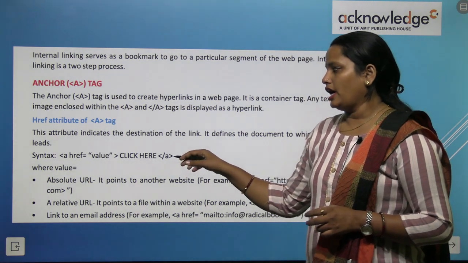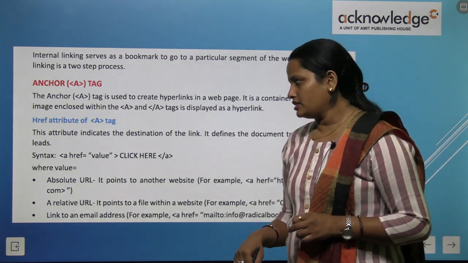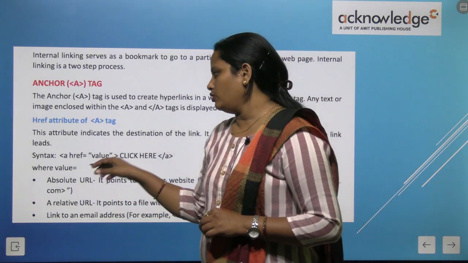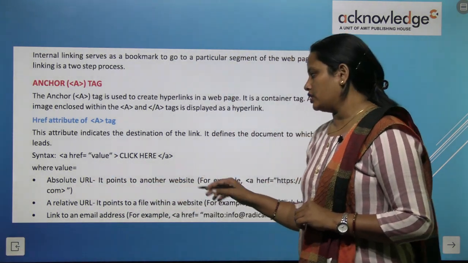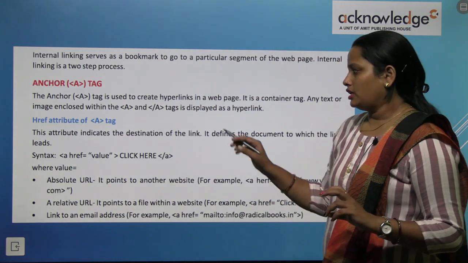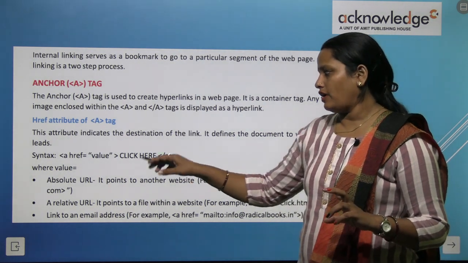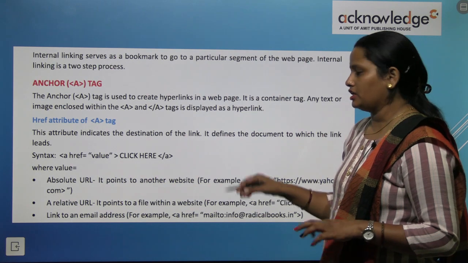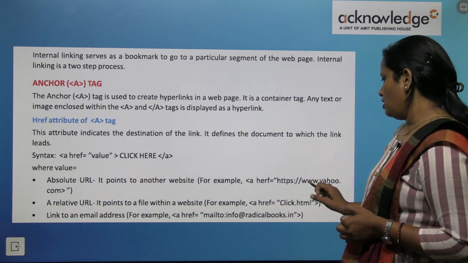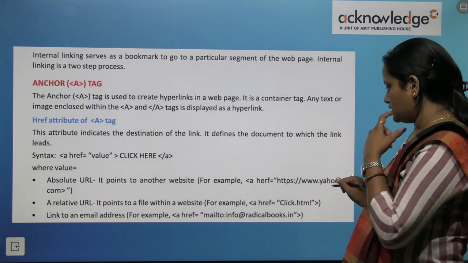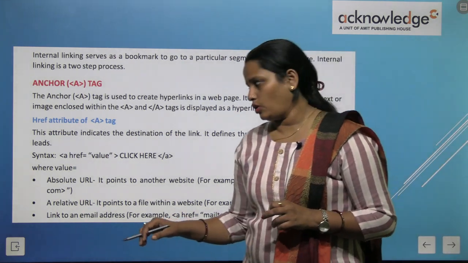Click here and then closing tag is given. Where value means absolute URL. It points to another website. Means यहाँ पे जो वैल्यू दी गई है इसका मतलब है कि किसी और वेबसाइट की बात कर रहा है, अनदर वेबसाइट की बात कर रहा है. For example, here example is given www.yahoo.com.